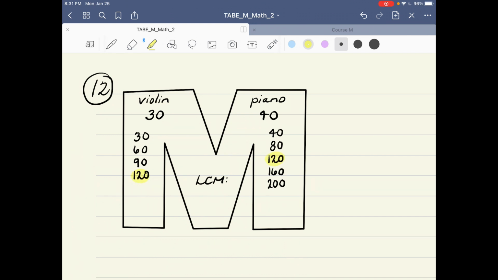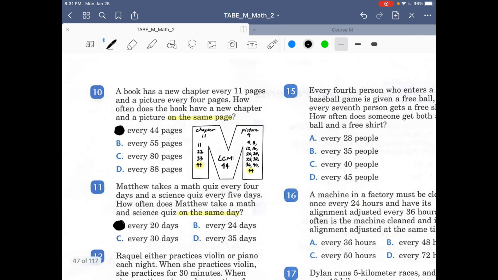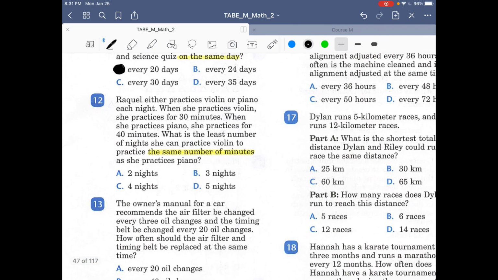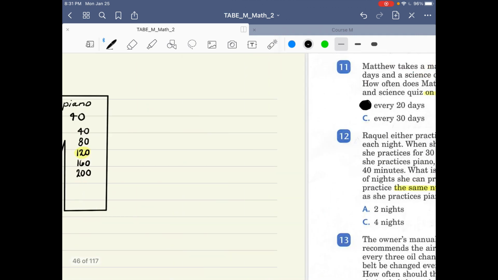120, 120. But when I go back to pick that answer, that's not at all what I'm looking for. They're looking for the number of nights. How many practice sessions would she have to do?